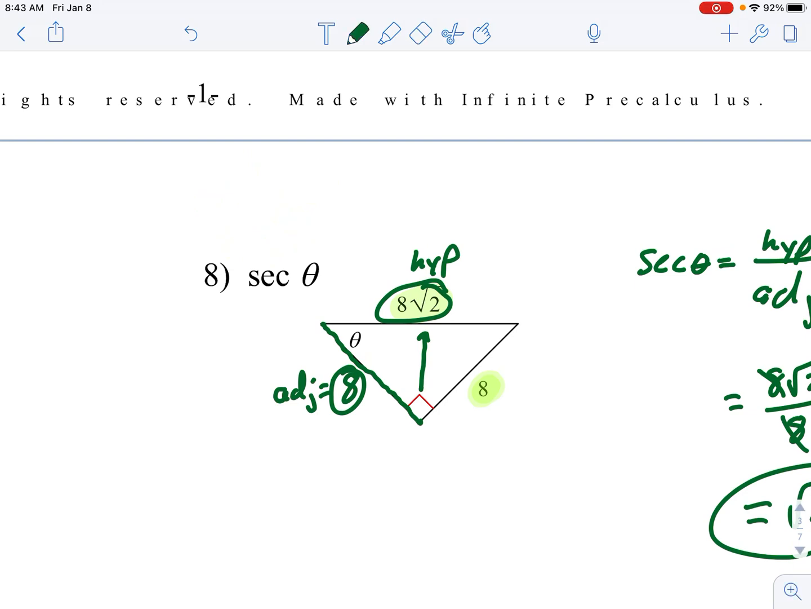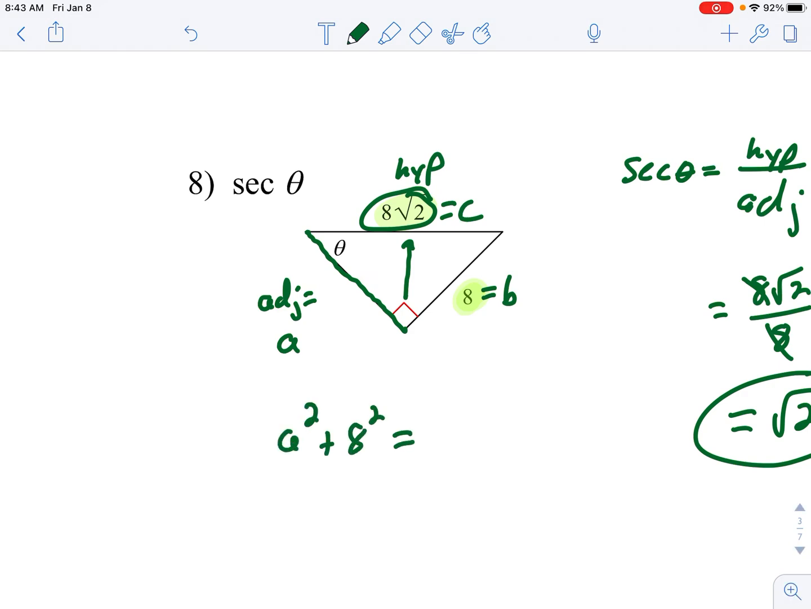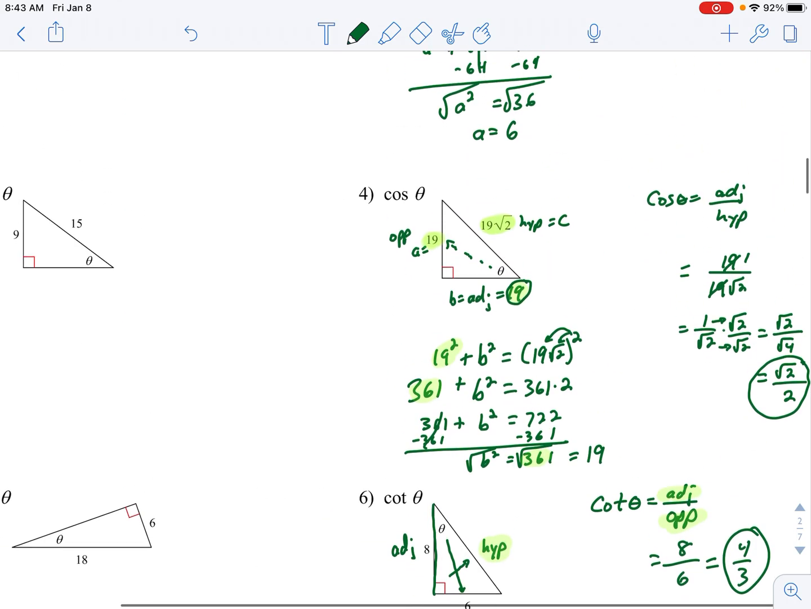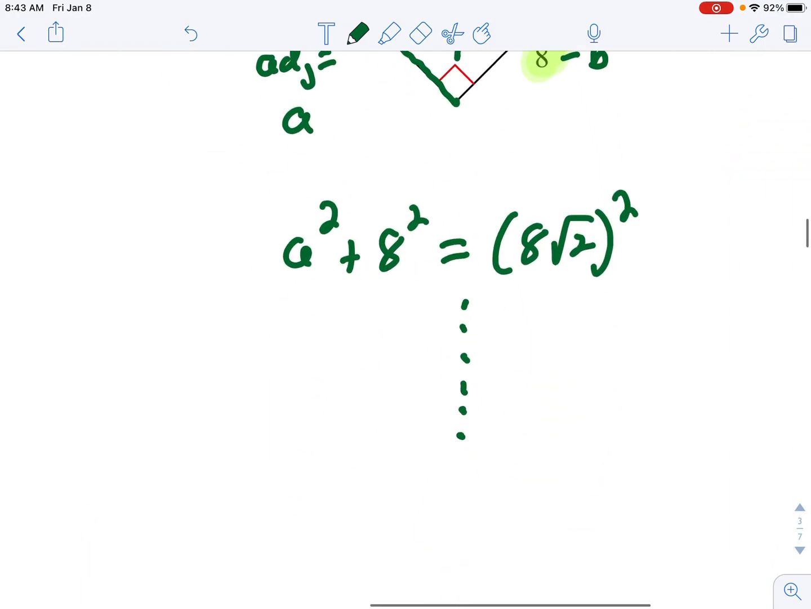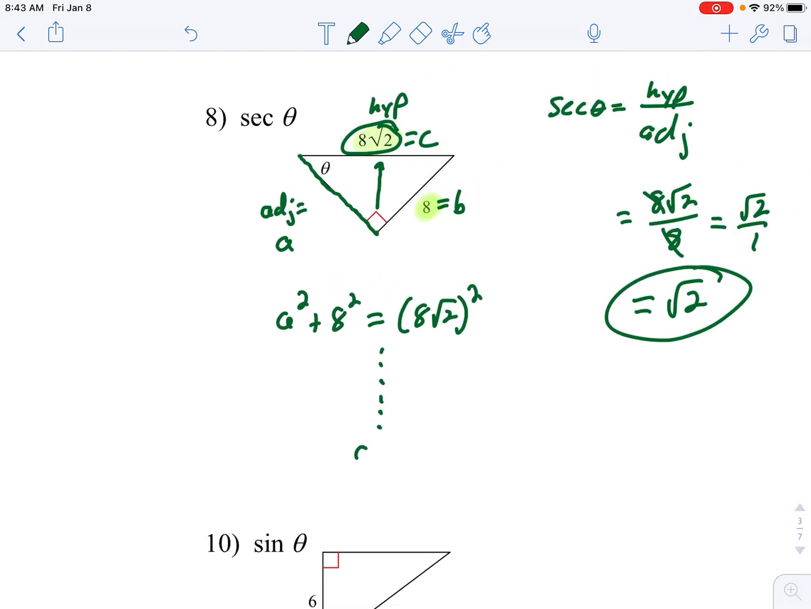If you didn't understand what I just did, then you'd say, okay, this is an unknown. I don't know what it is. This is A, this is B, this is C. A squared plus 8 squared equals 8 radical 2 squared. And then you just go through all the steps of solving the Pythagorean theorem, just like I did right here. 19 was kind of a pain in the butt number. I had to use a calculator. 8 is a much easier number, so this wouldn't be quite so bad. But the point is, once you do all this work, you will get 8, and that's how we got that answer.